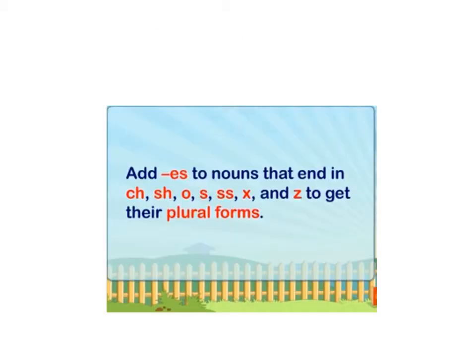First we are going to see where to add es to the noun to form the plural noun. So add es to the nouns that end in ch, sh, o, s, ss, x and z. So the words ending with these, to form a plural form, what are we going to add? Es.